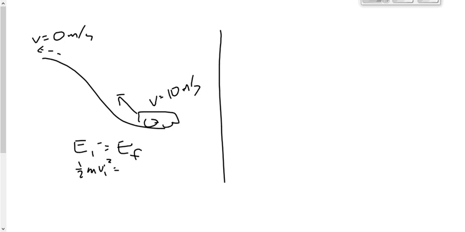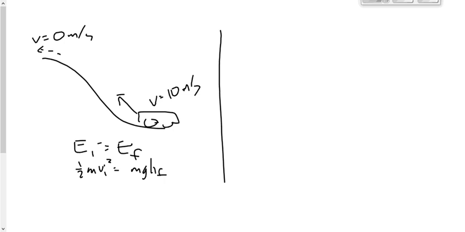What kind does it have at the top? It stops when it gets to the top because it's barely made it. Nope, not zero. When it gets to the top, it has potential to fall. Therefore, it has potential energy, right? So instead of being potential to kinetic, it's kinetic to potential energy.